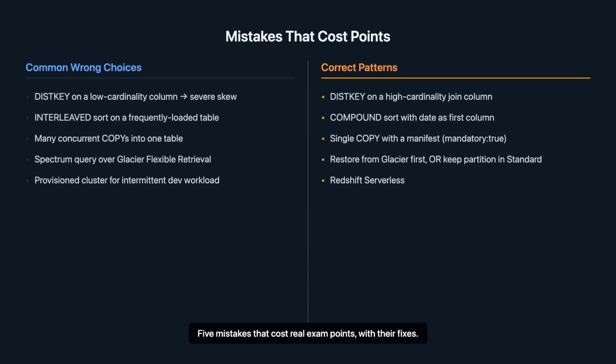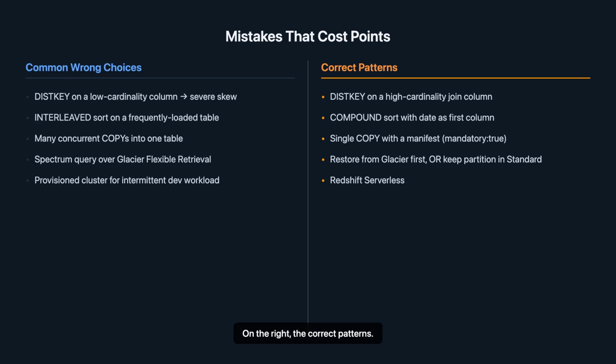5 mistakes that cost real exam points, with their fixes. On the left, common wrong choices. DISTKEY on a low cardinality column like gender causes severe skew. Interleaved sort on a frequently loaded table; VACUUM REINDEX kills you. Many concurrent copies into one table; Redshift serializes them. Spectrum query over Glacier Flexible Retrieval: silent failure. Provisioned cluster for an intermittent dev workload, paying around the clock for nothing.